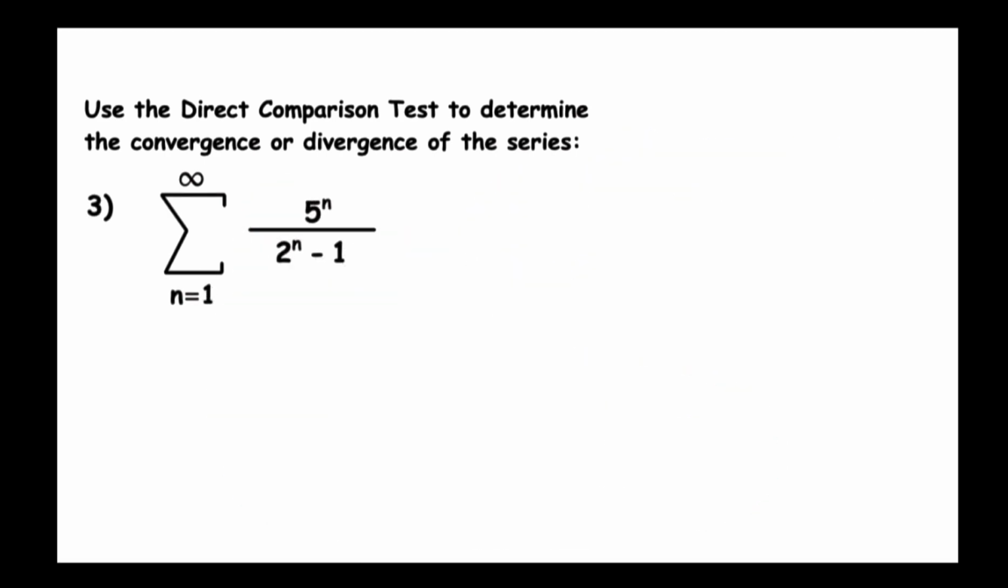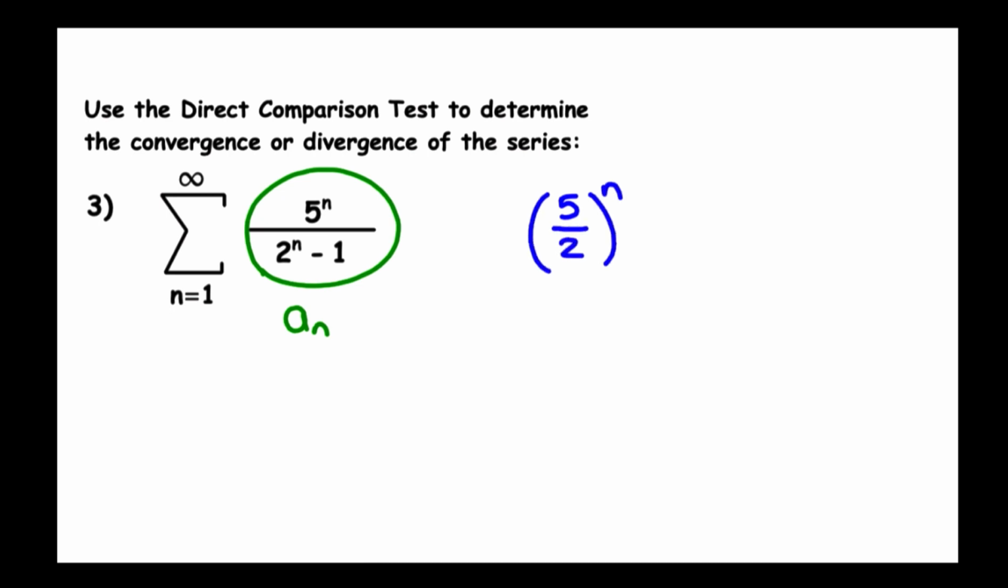Number 3, again, doesn't look like anything that we can identify easily. And although a sub n doesn't look familiar, it does look a lot like 5 to the n over 2 to the n, which could be written as 5/2 to the n. So I'm going to use that as my b sub n. And 5/2 to the n is geometric. It's a diverging geometric series, because our common ratio is greater than 1.